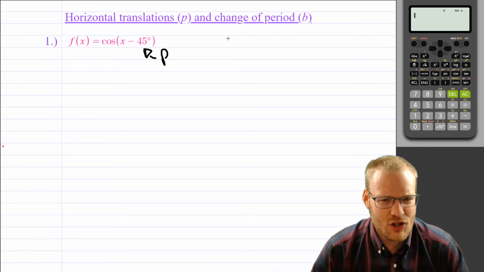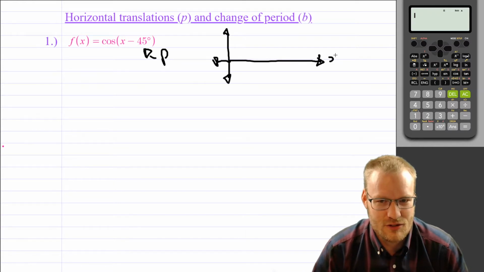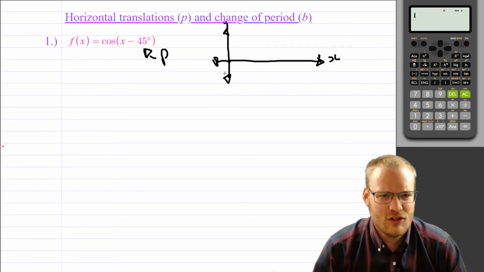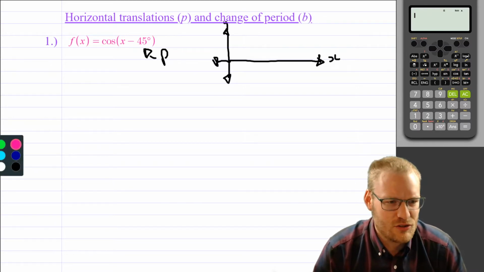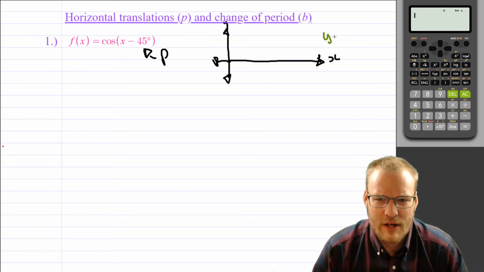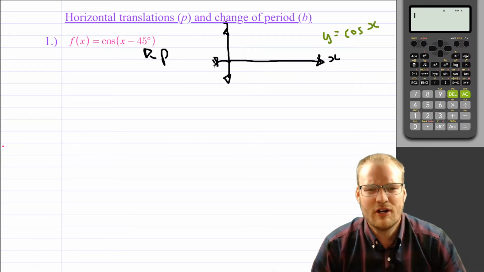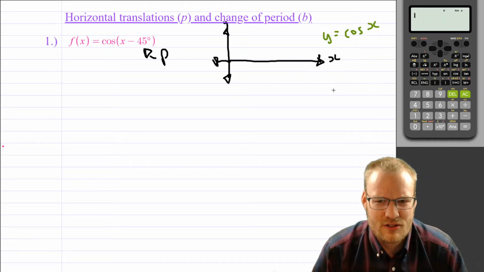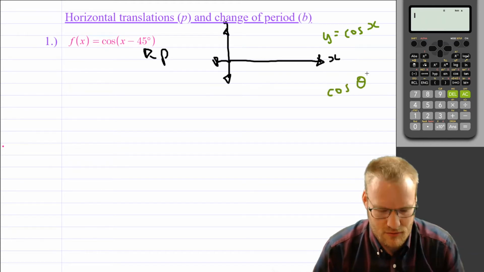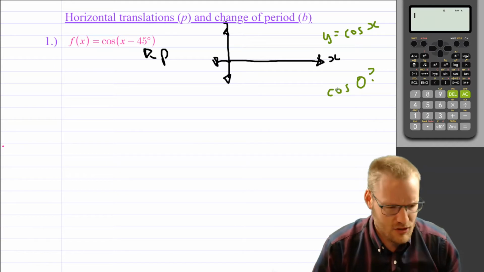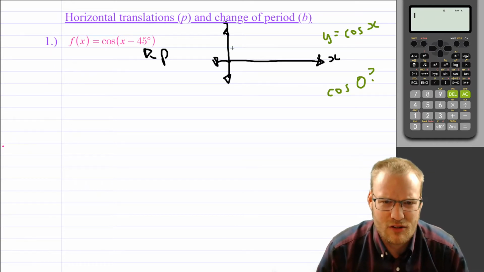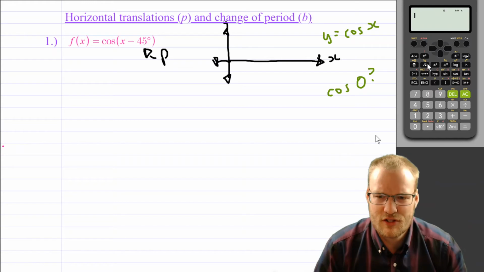f of x equals cos x is our most basic graph. So I'm going to start drawing the negative x-axis because we're going to be heading towards that. So we've got our x and y, and first question is, let's do it in a different color here, what would y equals cos x, the basic graph, look like? And let's throw in a question to say, what is cos of 0? Okay, cos of 0.